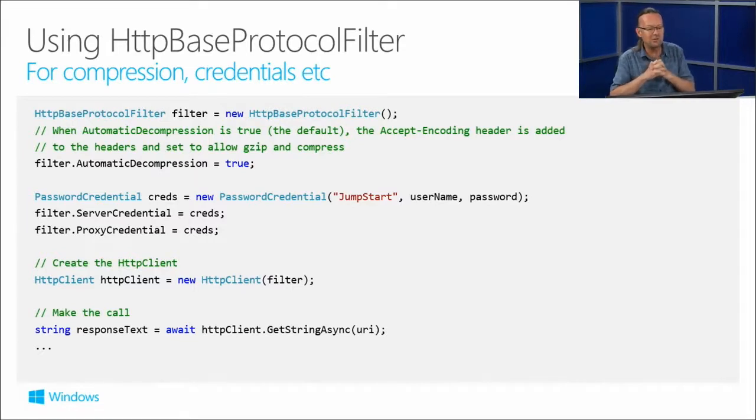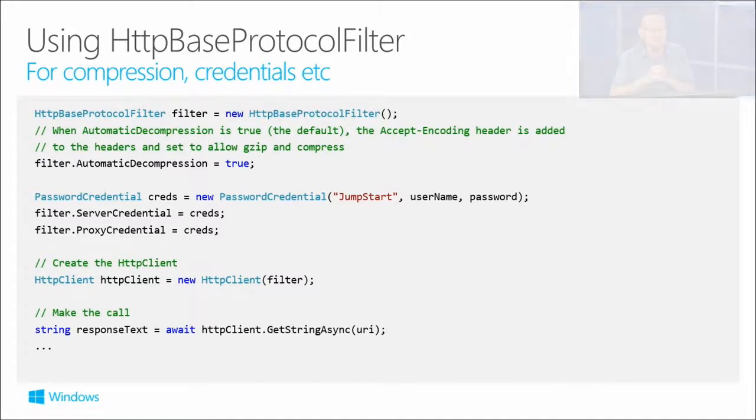On the HttpBaseProtocolFilter, you set the AutomaticDecompression property to true. That means you're saying to the server, yeah, I do compression. If the server supports it, which it may not, it will then compress the content and send it to you compressed. And then, as it says, it will automatically decompress it on receipt. So that means you're sending less stuff over the wire.